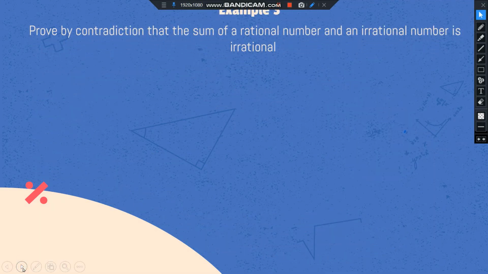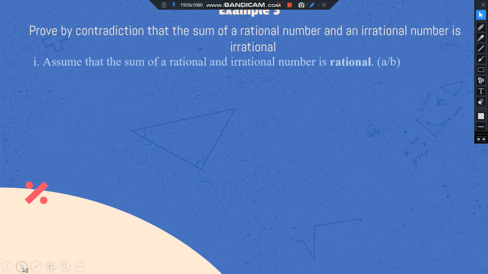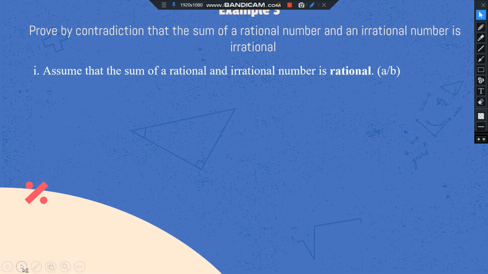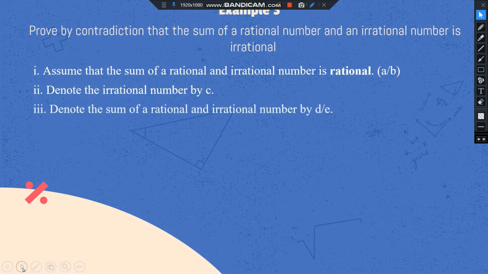Example 3. Prove by contradiction that the sum of a rational and an irrational number is irrational. So again, we need to assume the opposite, that the sum of these two numbers is rational, meaning that it can be written as a over b. The second step is to denote the irrational number by c, because we can't write it as a fraction made of integers. Then the third step, we denote the sum by d over e. So we just give other integers, but again we write it as a fraction.